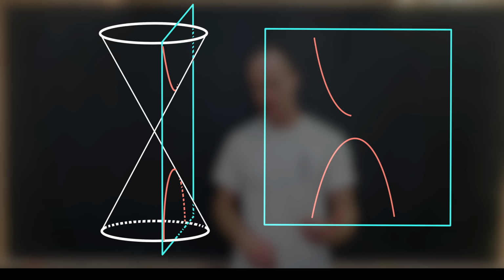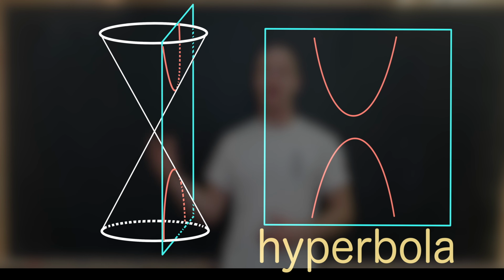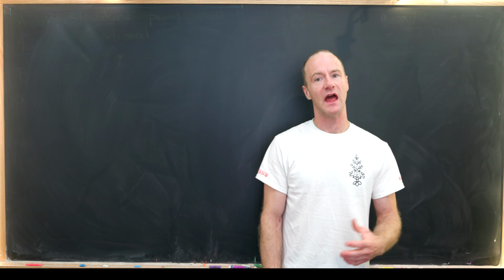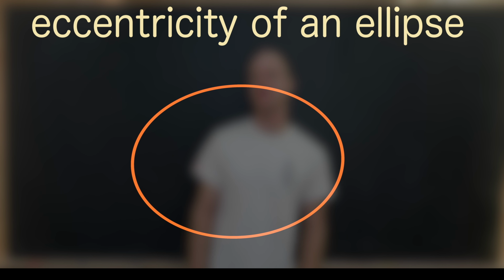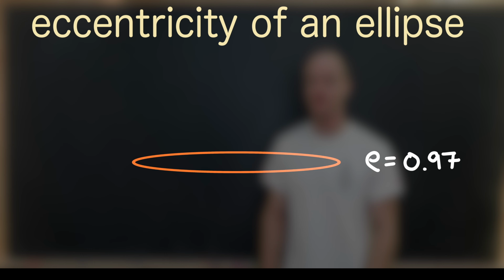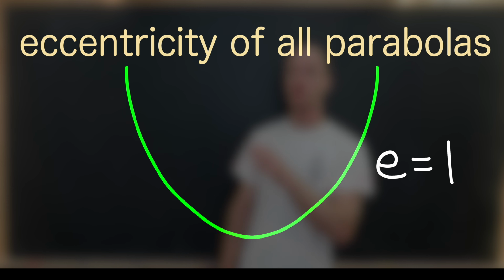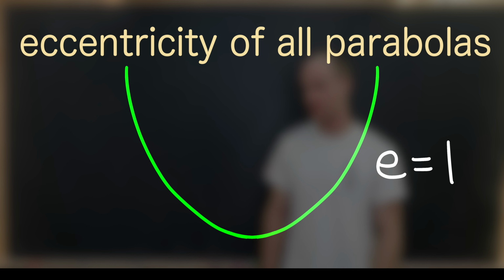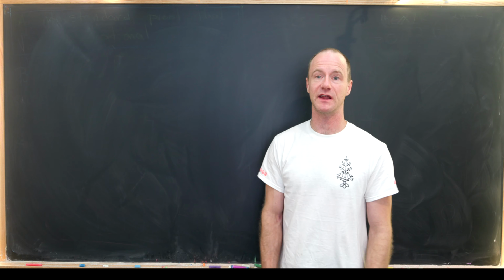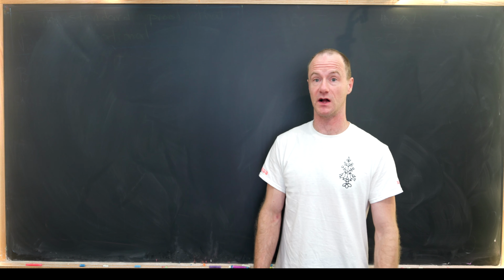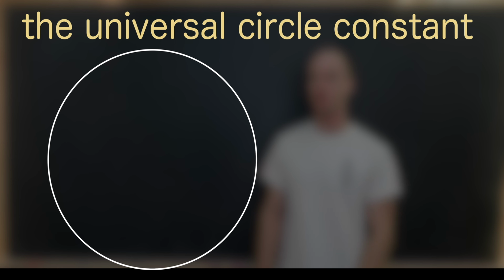Now, it turns out that hyperbolas and ellipses are all slightly different from one another, and that difference is given by something called the eccentricity. However, parabolas are all similar to each other, and circles are all similar to each other. And so that similarity of all circles gives us something called the universal circle constant, but that has a much more common name known as pi.